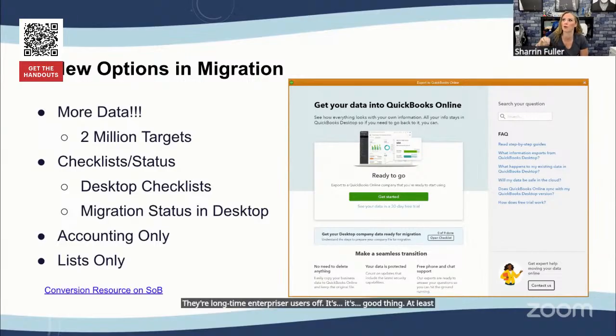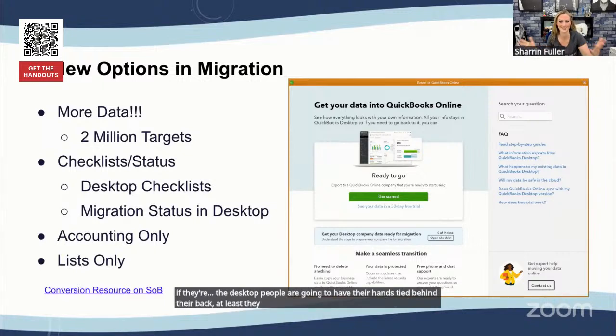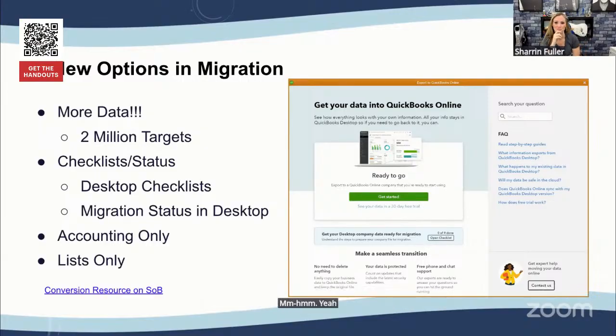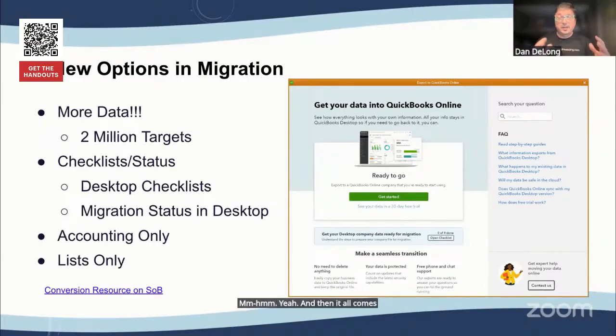They're the desktop people, they're going to have their hands tied behind their back. At least they have options, and they're not going to be in a struggle bus, right? That's my opinion. And then it all comes down to how that data actually does make the journey.